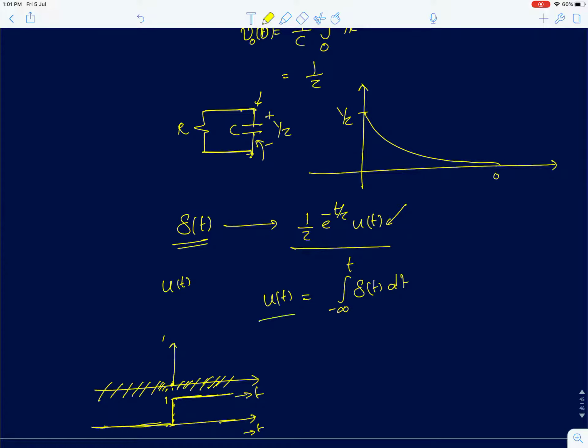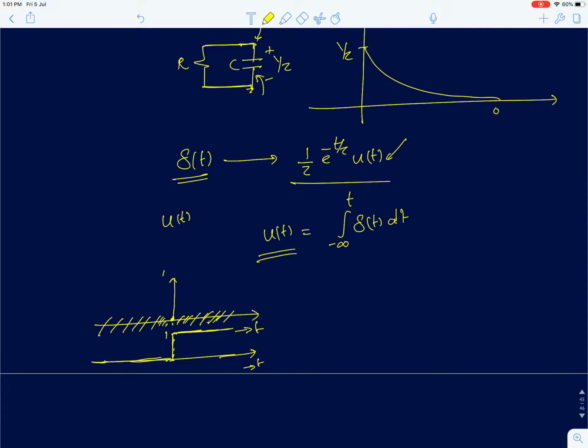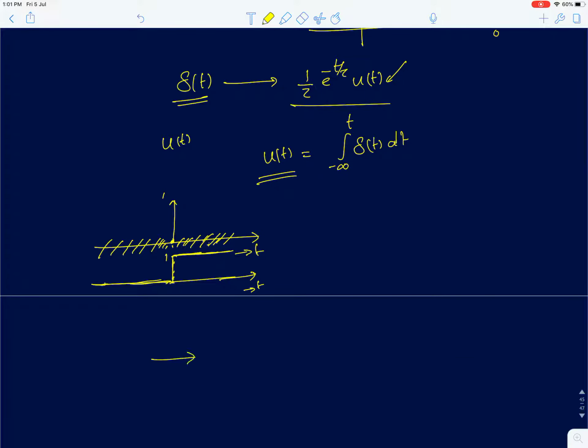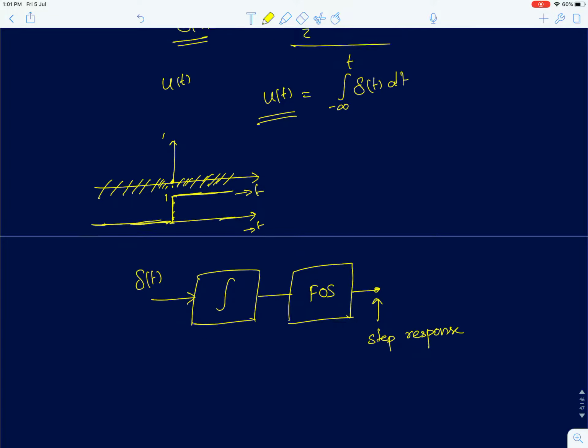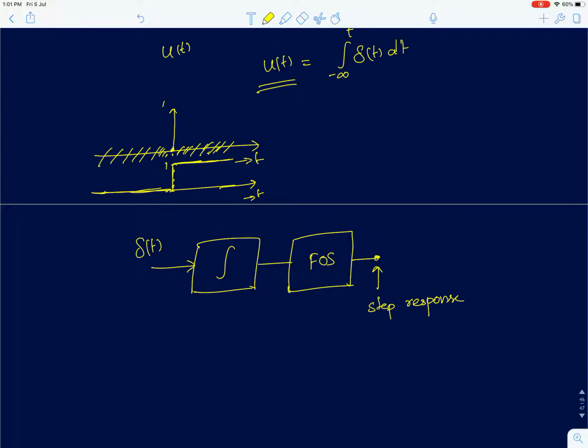So the integration of an impulse is actually a step function. So what I'll do is I'll first take an impulse and pass it through an integrator. This is a symbol for an integrator, and feed the integrated output to a first order system. And the output at this point will be a step response. Okay, the output at this point will be the step response.